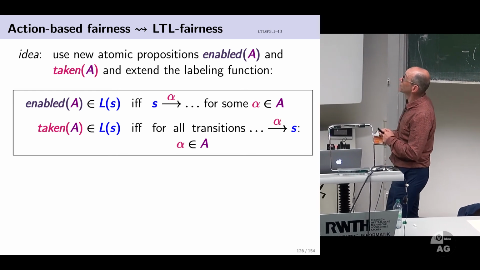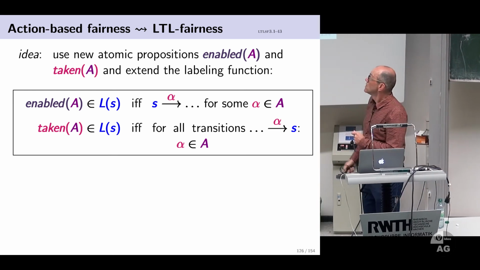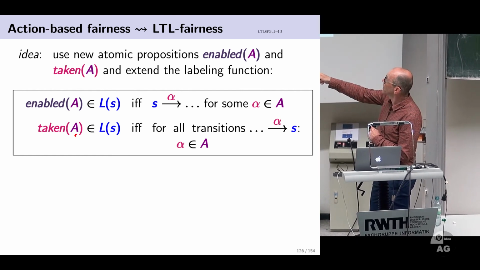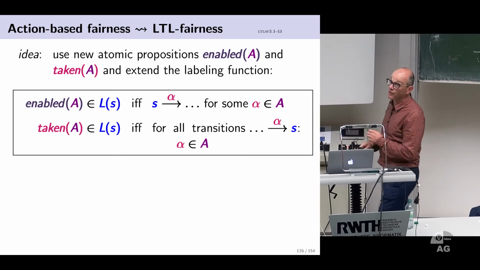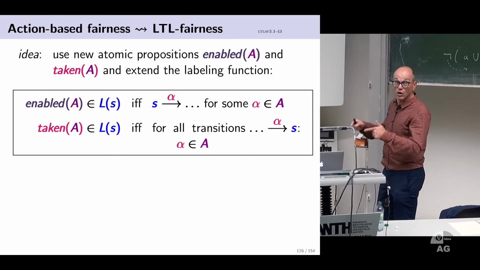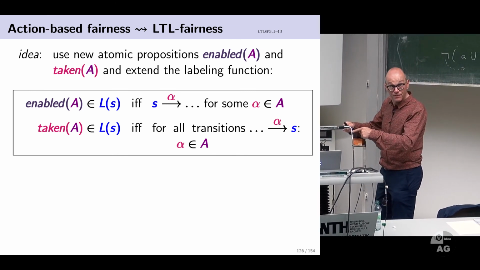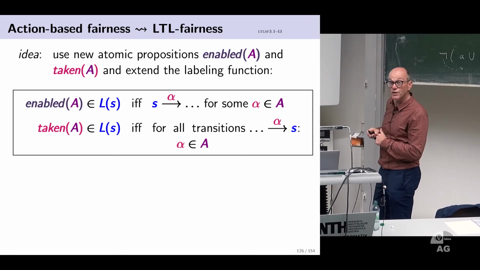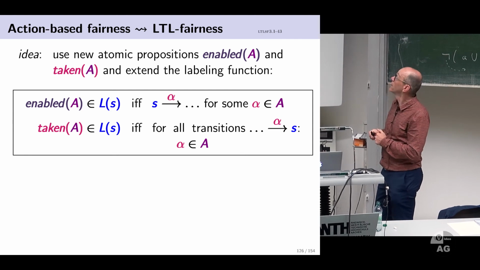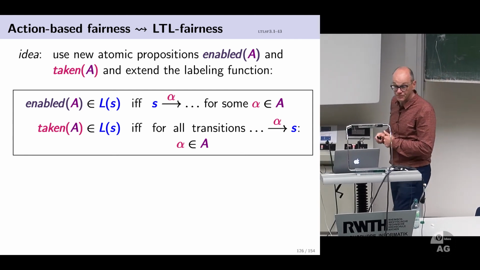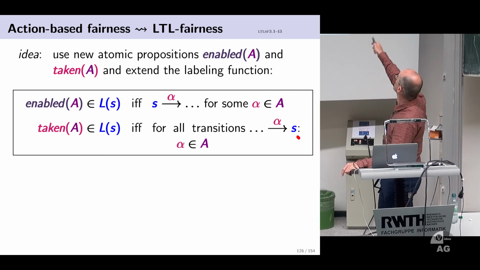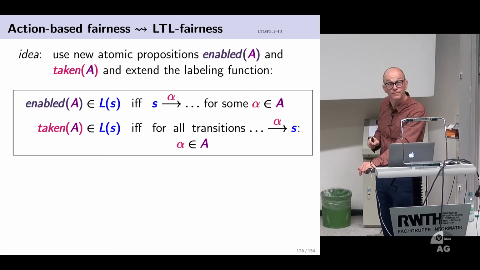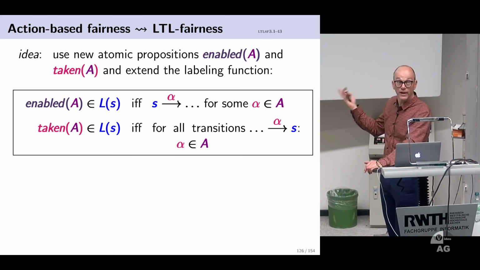Similarly, I define the atomic proposition taken(A). A state S is labeled with the atomic proposition taken(A) if and only if all incoming transitions of S, so all transitions that lead to S, are labeled with some action in A. Intuitively this means if I am in state S, I know that I just have taken action alpha, and alpha is some action in A.